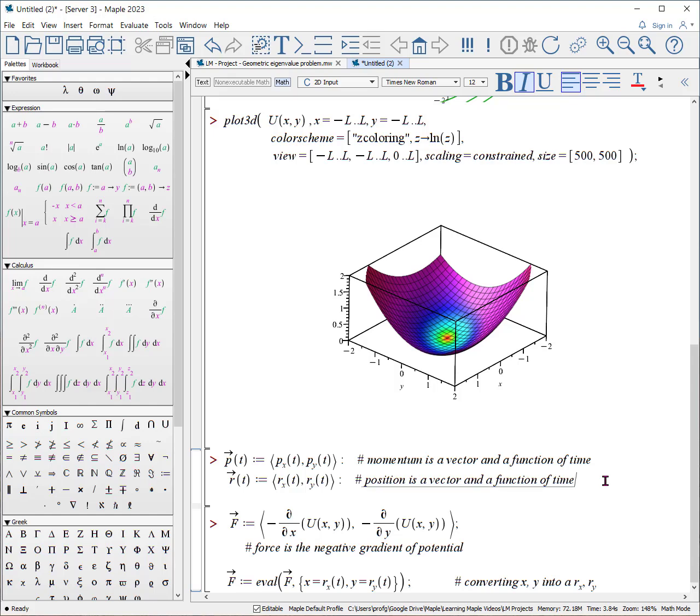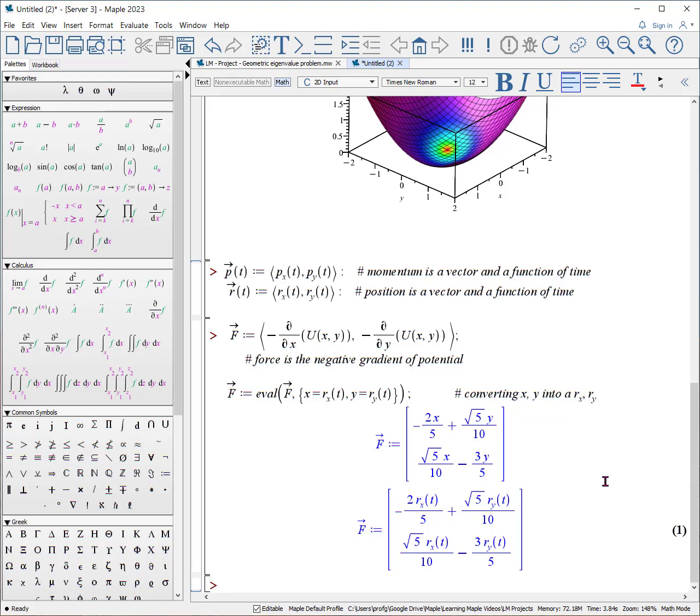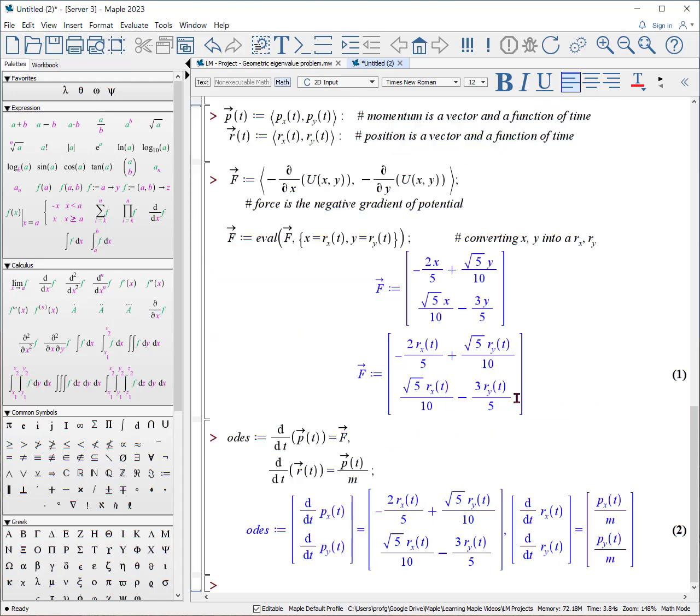as a function of time. Since this is a two-dimensional problem, I'll write these out as vectors. Here's momentum and position, and here's the expression for how to calculate the force in each direction. Notice again, the force is the negative gradient of the potential. If we put in the fact that x and y are given by this r sub x of t and r sub y of t, our force vector looks like this. Hence our ODEs in the vector format look like these.